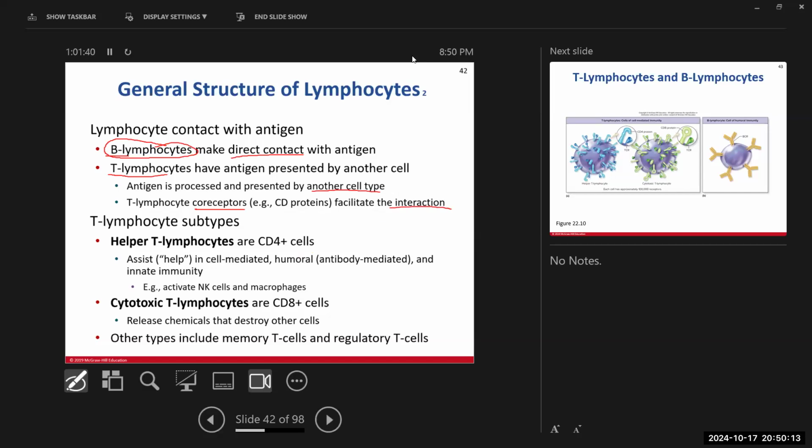So when we look at the T lymphocytes, the 2 types we're going to talk about are listed up here. I keep saying cells, but you can refer to T and B lymphocytes as T cells and B cells. If I go back and forth between that nomenclature, understand it's the same thing. So you have helper T lymphocytes, which you need to memorize are CD4 cells. Helper T cells are CD4 cells.